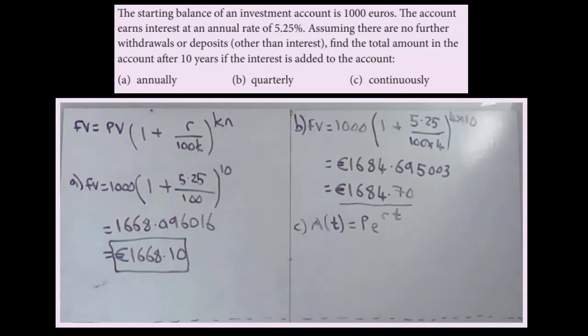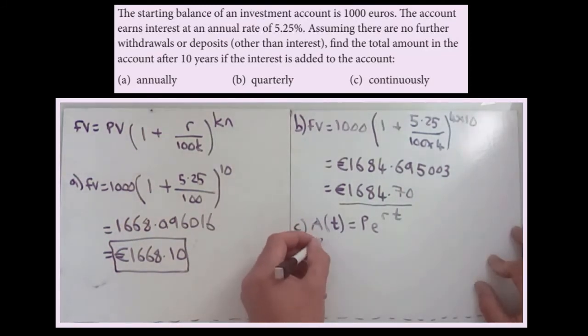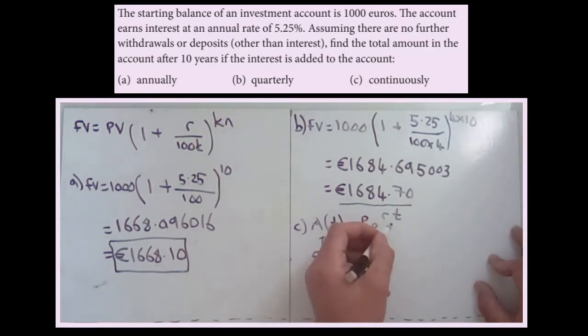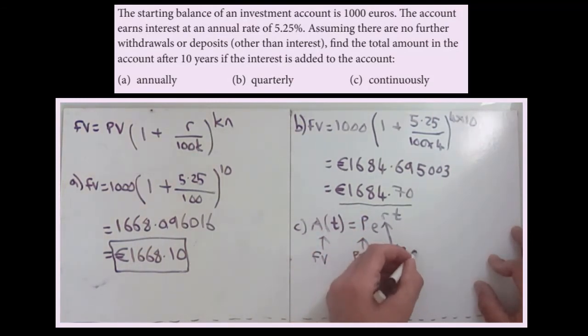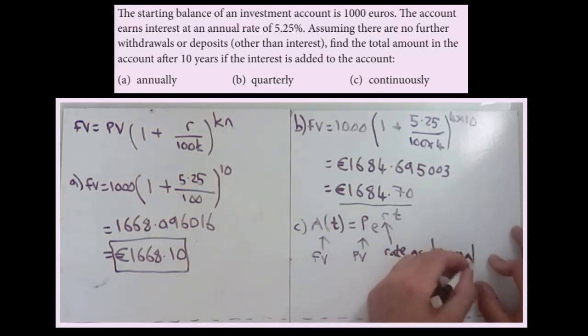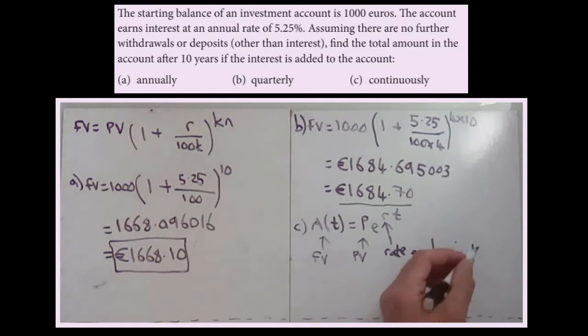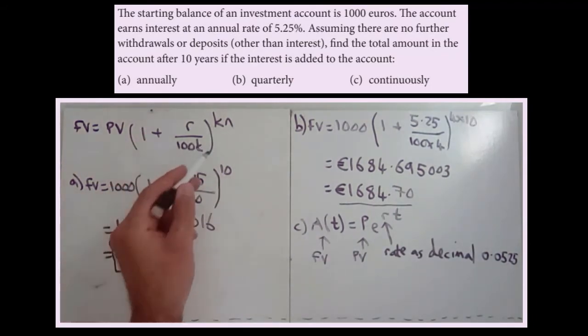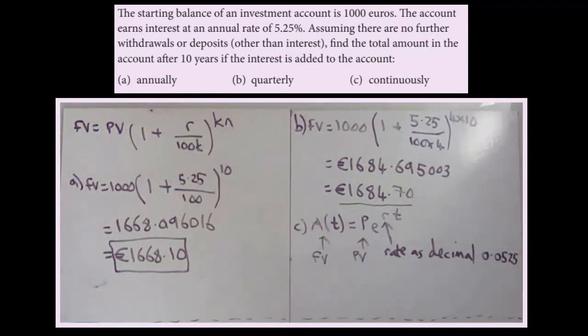Now this r is actually different, so I'll just label a few things. A(t) is the future value, P is the present value, e is just e, 2.72-ish, but it's an irrational number that never ends. r in this case is not 5.25, it's the rate as a decimal, so it will be 0.0525. 5.25 as a percentage is converted to a decimal by dividing by 100. So it's not naturally embedded in the formula as it is here. And t is exactly the same, it's the number of years.